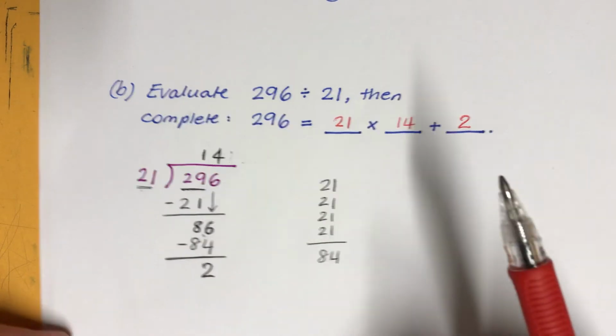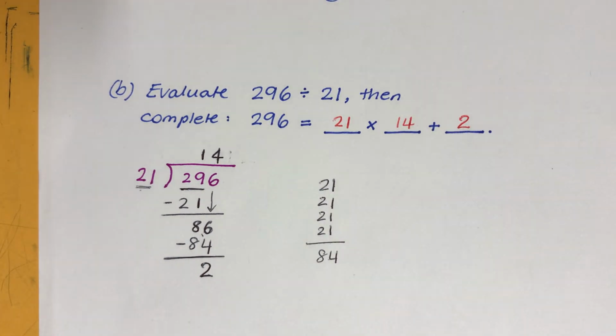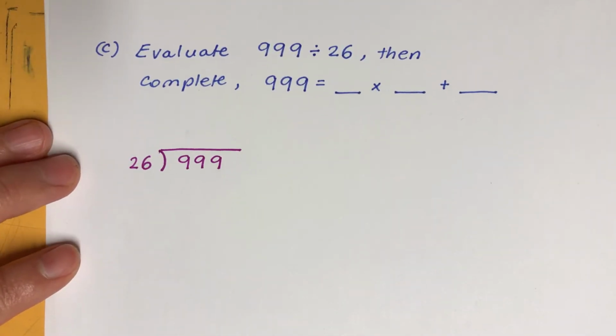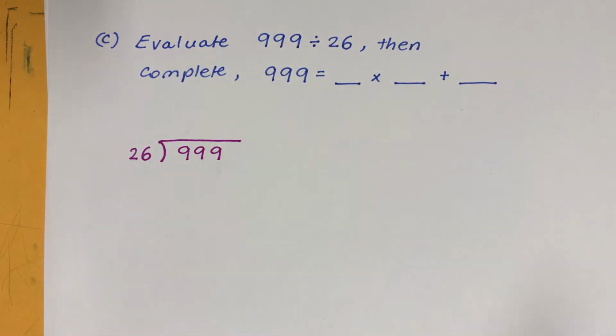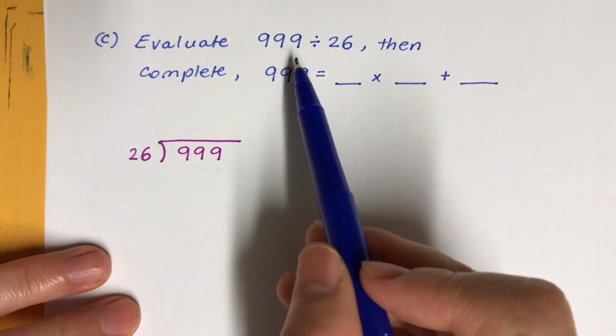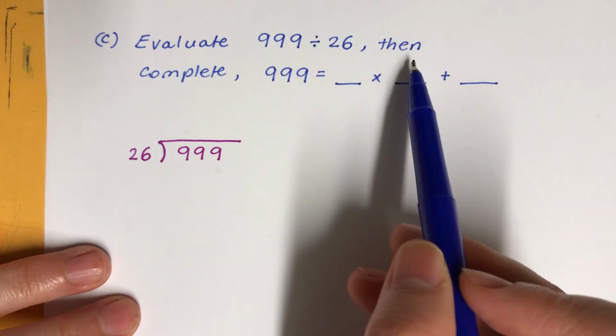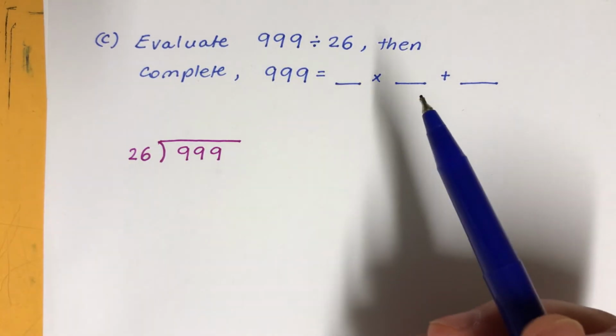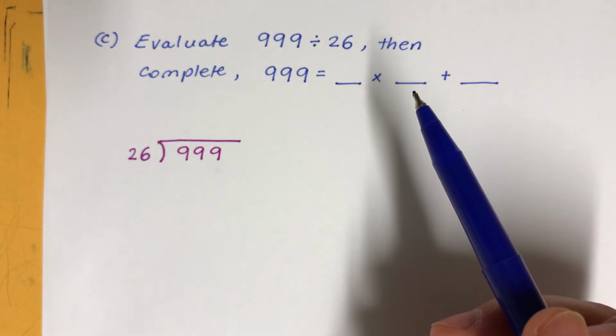So if you have a calculator, you can check, or you can manually check. Okay, so let's have a look at a third example. So third one, let's bring it down a bit. Yes, it's very similar to what we just did. So evaluate 999 divided by 26 and then complete that number sentence. So we're going to do that right now.